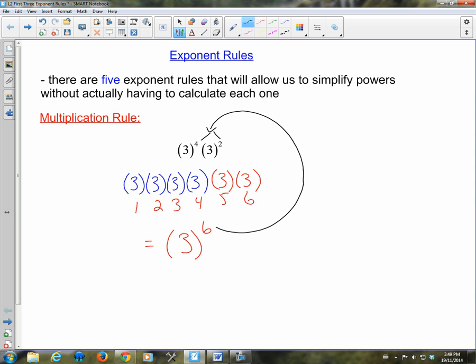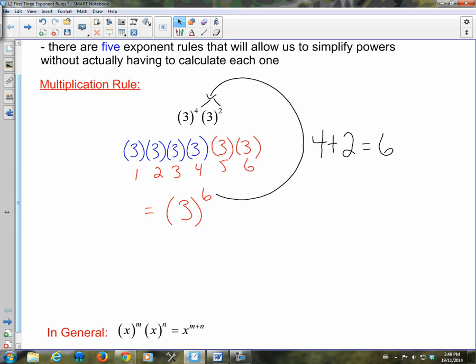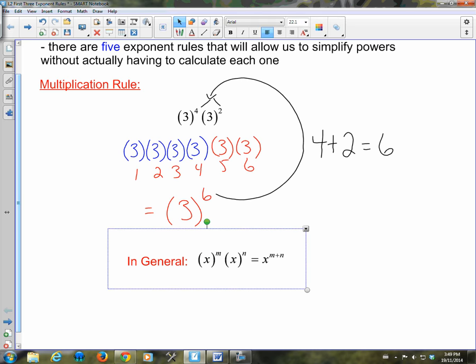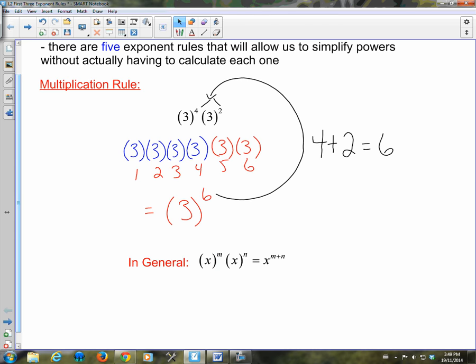And if you're pretty good with some simple arithmetic, you're going to notice relatively quickly that 4 plus 2 equals 6. So in general, whenever I multiply any 2 or more powers together, I can add their exponents.